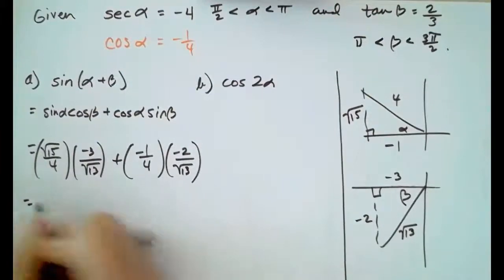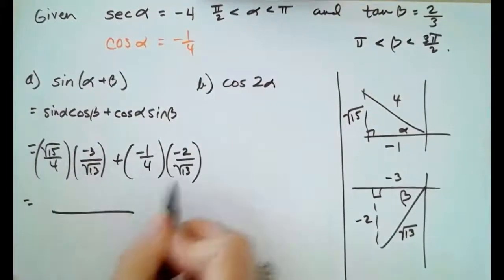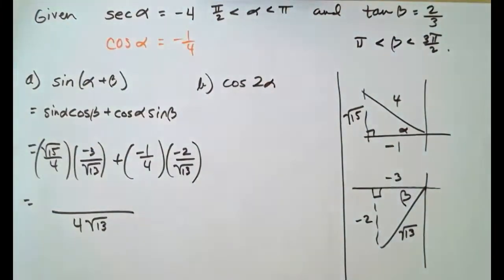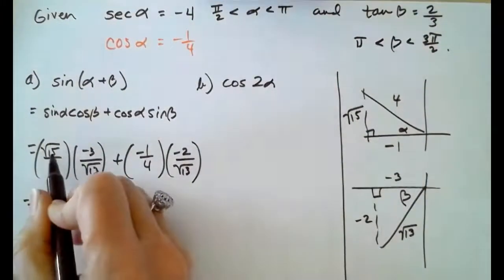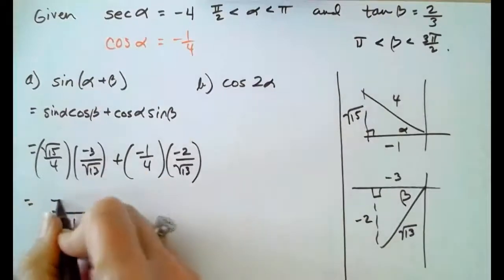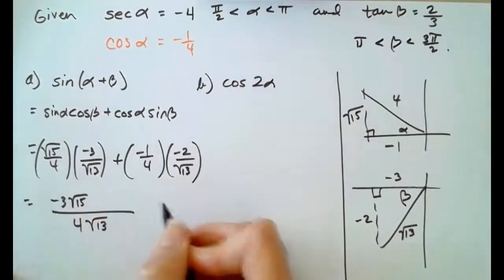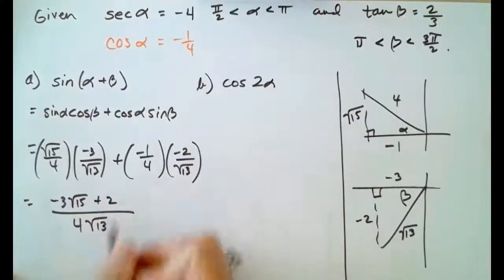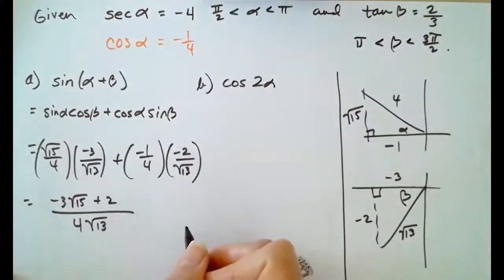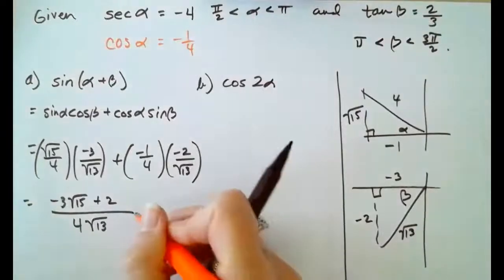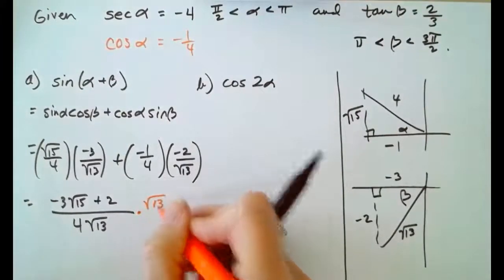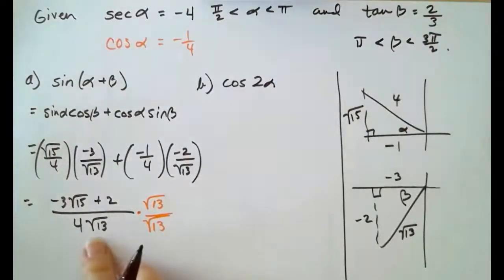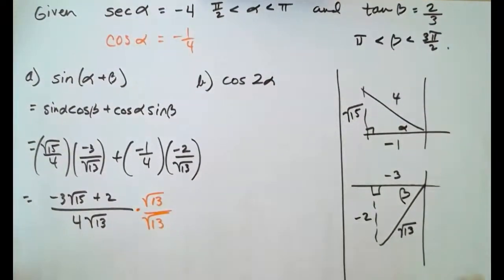Now we just need to simplify. We've got a common denominator of 4 root 13, which we're going to rationalize in just a moment. To the top, root 15 times -3 is -3 root 15. -1 times -2 is +2. So we're going to rationalize this fraction by multiplying by root 13. That's all that's necessary. It's just a single monomial expression. So let's simplify.